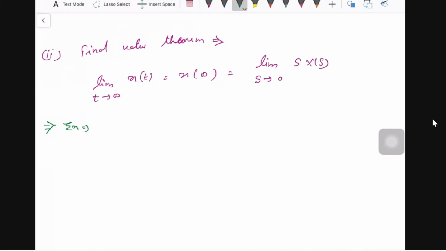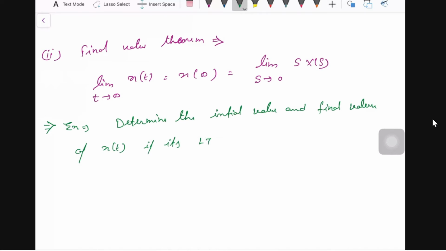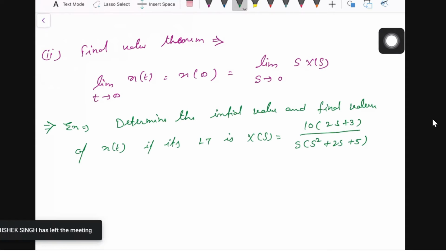Let's take one example quickly. Determine the initial value and final value of x(t) if its Laplace transform is X(s) equal to 10(2s plus 3) upon s square plus 2s plus 5. Okay, so this question is given.